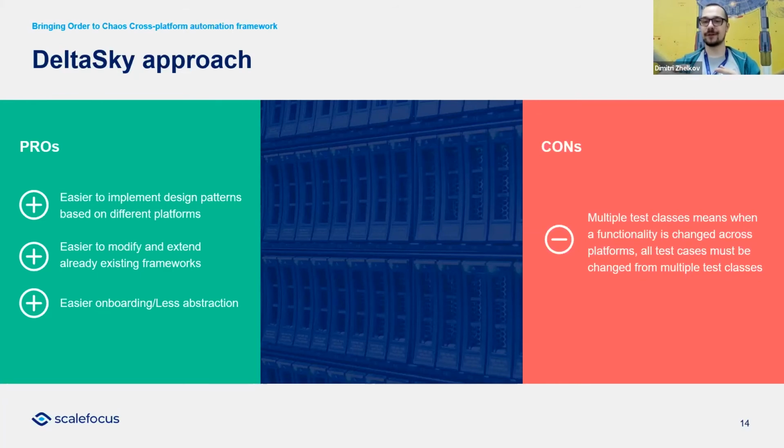and I've seen people adapt to the framework much, much faster. Of course, there's nothing without a bad side, and the con for DeltaSky is that multiple test classes means that when a functionality is changed across platforms, all the test cases must be changed. This is where we have similar test cases across platforms, and while with the attribute-based approach we would just change one test and it would go through all the other platforms, here we would need to visit each different class with each test and change the test there.